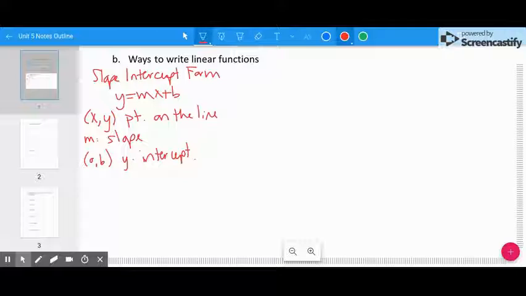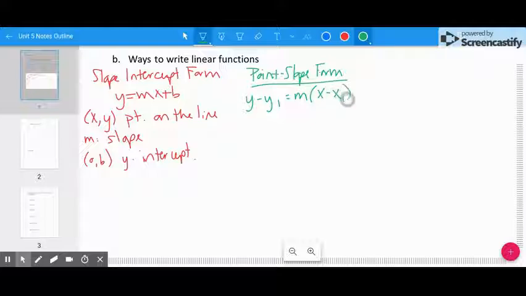Another form of writing linear equations is point slope form. And that is the equation y minus y1 equals m times the quantity x minus x1. Now again, in this case, x1, y1 is a point on the line, and m is still slope.